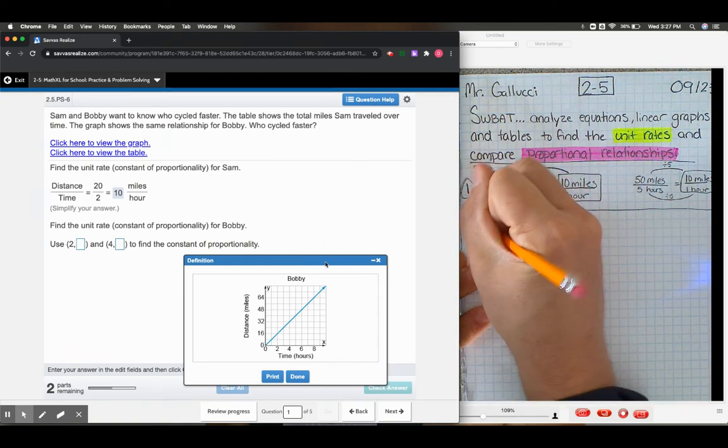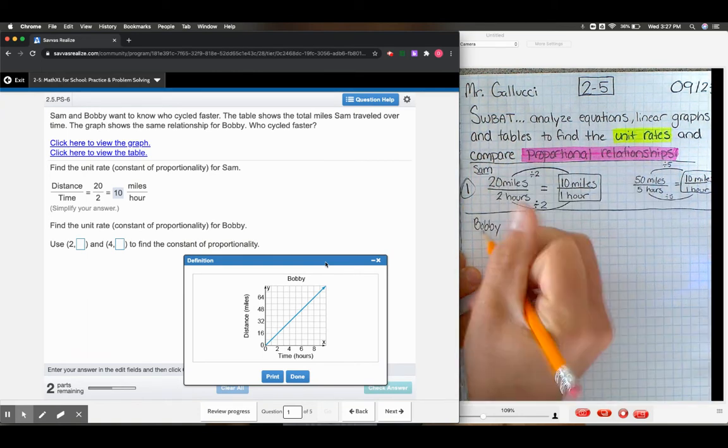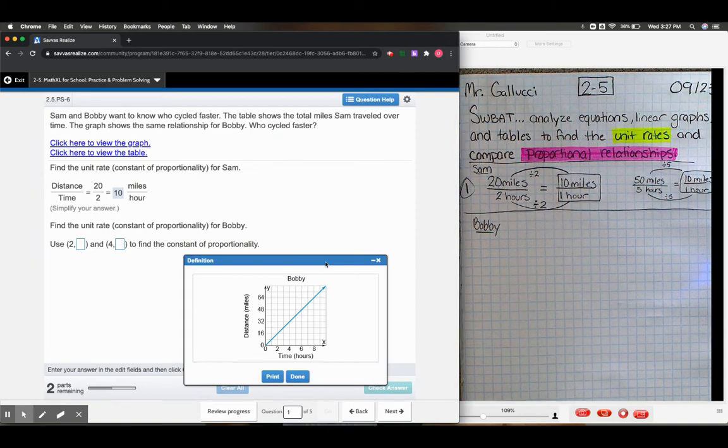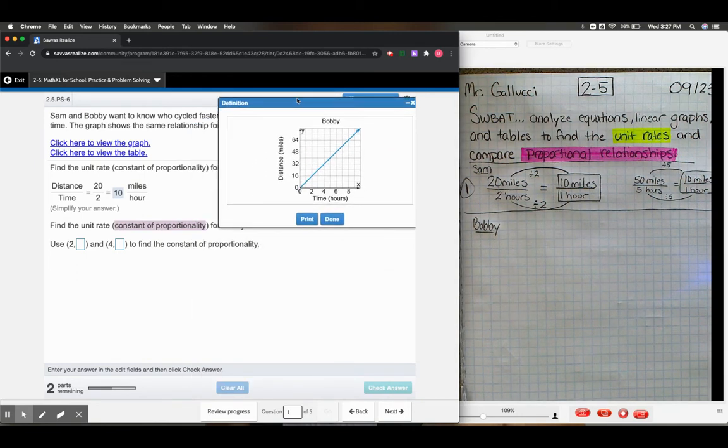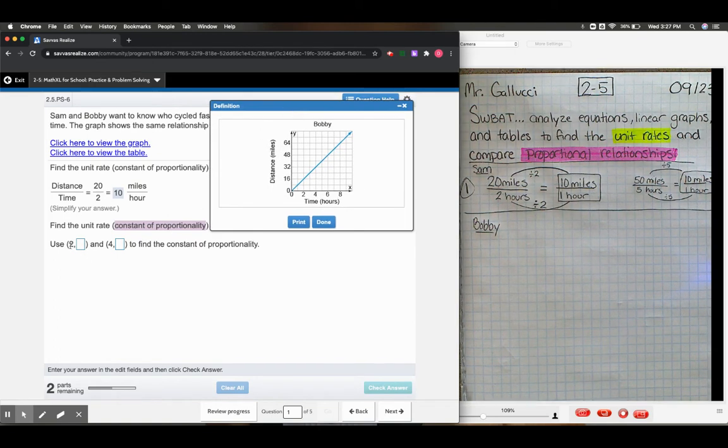All right, let's talk about Bobby. So Bobby is a bicyclist as well. We're going to, again, find the unit rate for Bobby, which is known as the constant of proportionality. And Bobby's represented by this graph here. And if you look at the next part, it's kind of guiding us as where we should look. So remember, this is a coordinate point, x comma y. The first number corresponds to x, the x-axis right here. The second number, which we have to fill in, is the y coordinate, which is the y-axis right here.